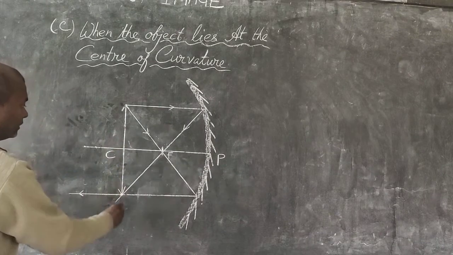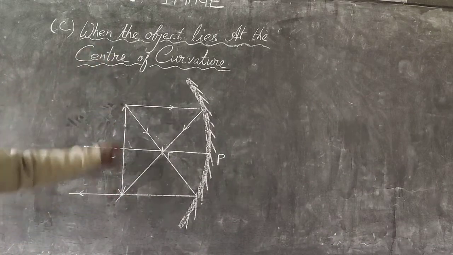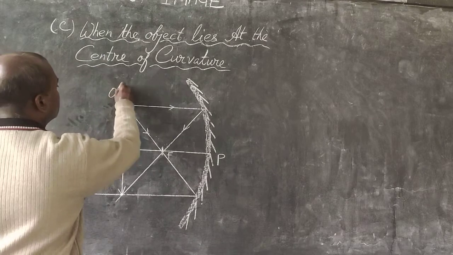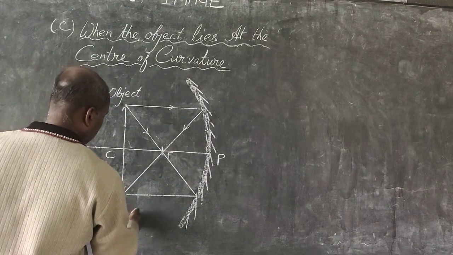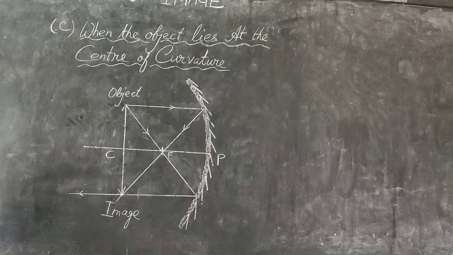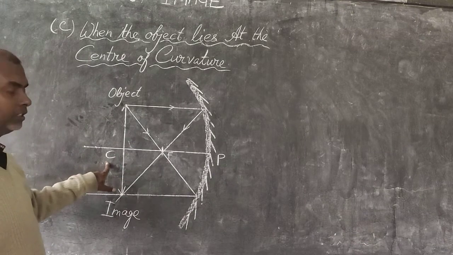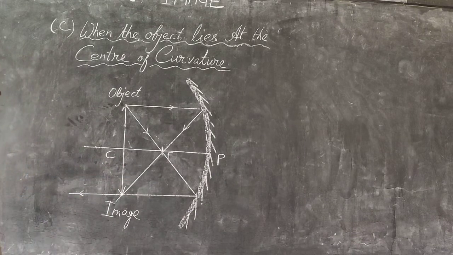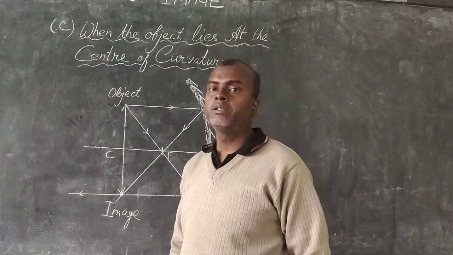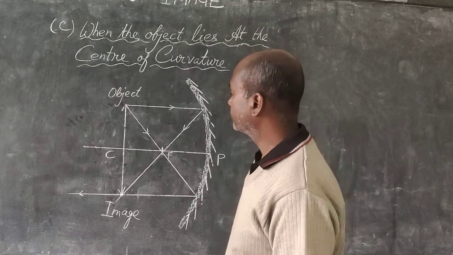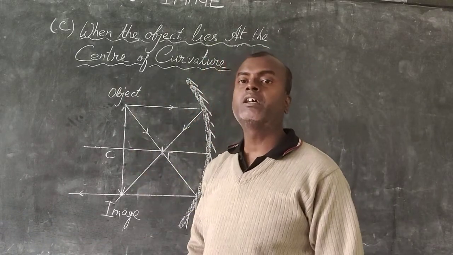So I have constructed an image at this point, and you see the object and the image. This is the object and here is the image. Both are on the same point, that is on the center of curvature, C. Okay, C for center of curvature. So this is the point where both the object and the image are at the same place, that is the center of curvature. Not only that, the size of the object and the size of the image both are equal.